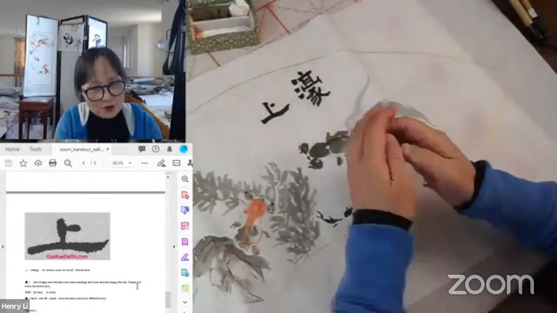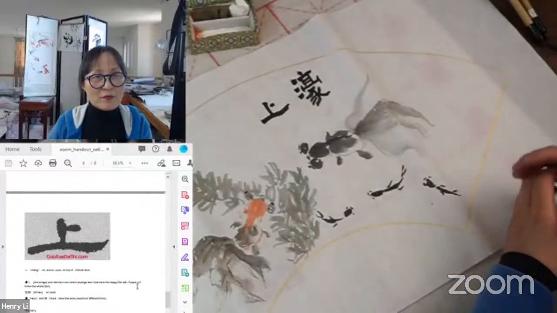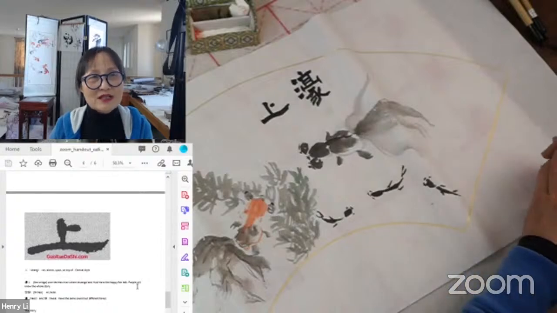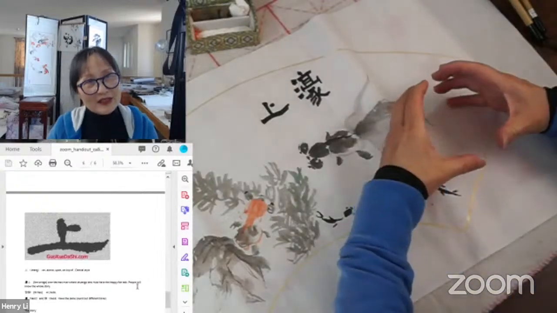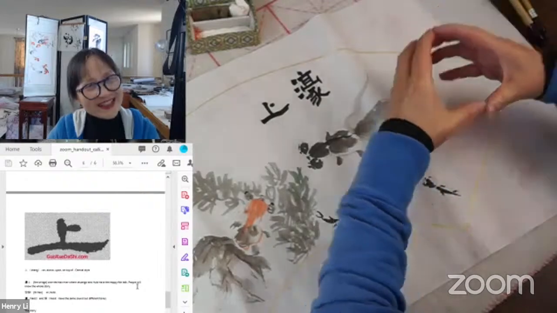So, happy fish picture. So, happy fish painting. And for the character of a painting, we need to use lots of places like the mountain water painting, landscape painting. We need the character of a painting.